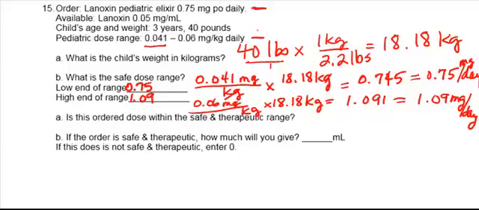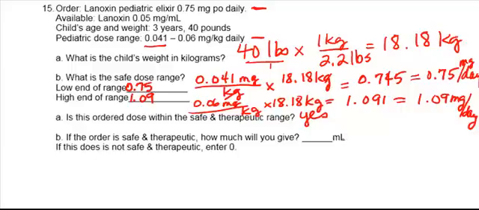Okay, our range for this patient, the order is 0.75 milligrams, which is right on the low end of the range. So is this ordered dose within the safe and therapeutic range? Yes. And since it is within the safe and therapeutic range, now Part B asks us, how much will we give?